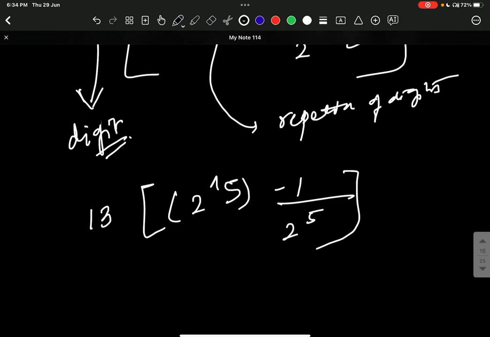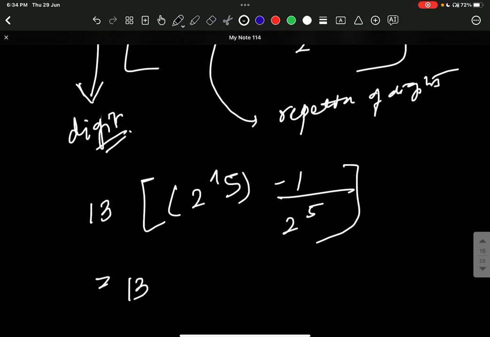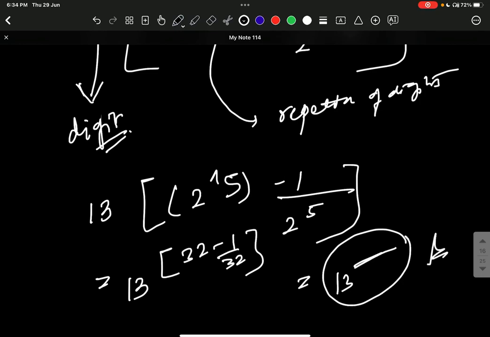ठीक है, इसको आप कैलकुलेट करेंगे. The answer would be 13 raised to the power, अब क्या होगा 2 raised to the power 5 आप कैलकुलेट करेंगे minus, that is what, 32 minus 1 by 32. इसको आप कैलकुलेट कर लेंगे. That 13 raised to the power जो भी वैल्यू हो गया would be the final answer. ठीक है, I mean to tell you like this.